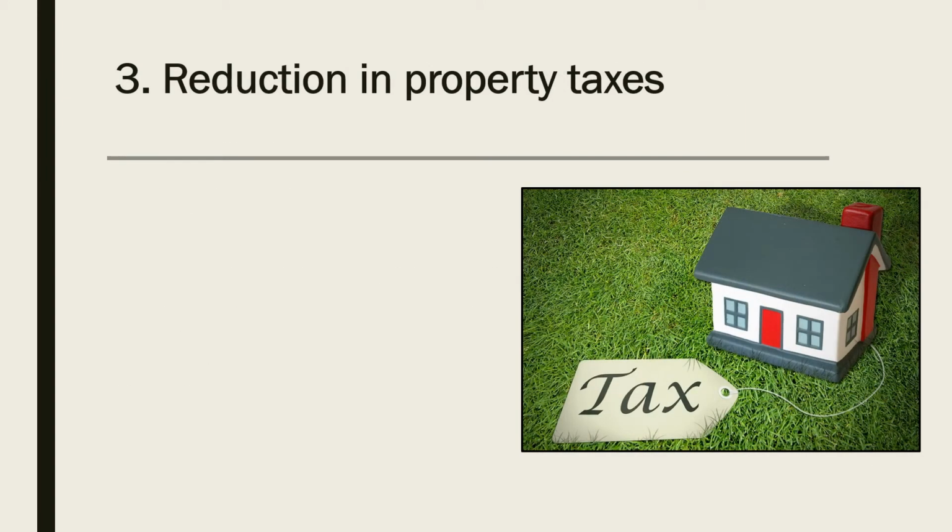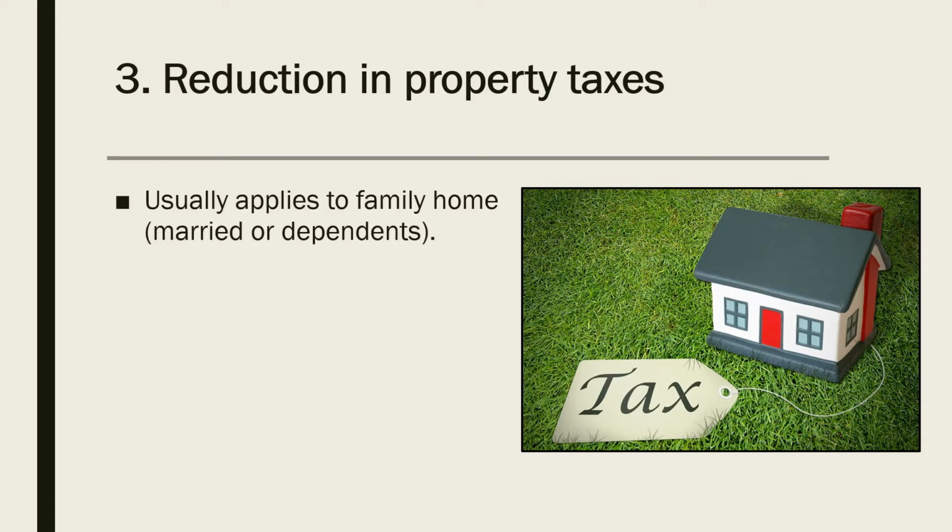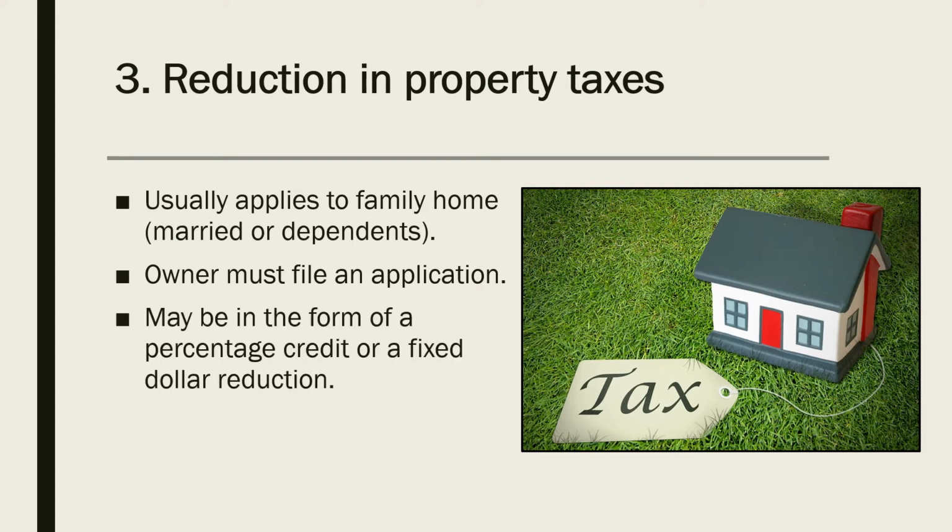A third meaning of the word homestead is that it's a reduction in the property taxes. Once again, it usually applies only to a family home where the owner is either married or has dependents living in the home. The owner does have to file an application to be entitled to this sort of homestead property tax reduction or exemption. The exemption may be in the form of a percentage credit, such as 25%, or it may be a fixed dollar amount of reduction on the property taxes for that property.